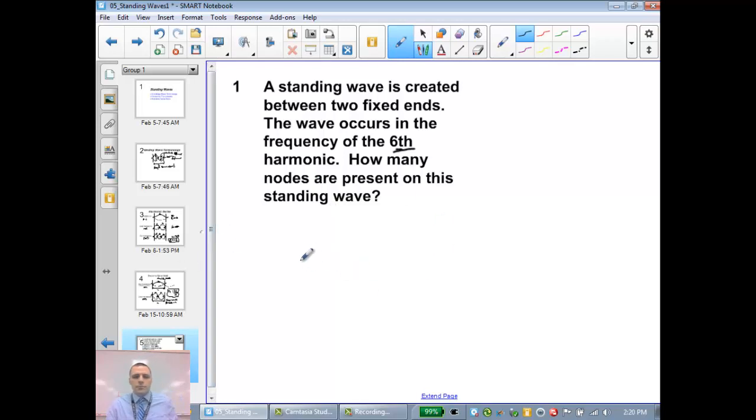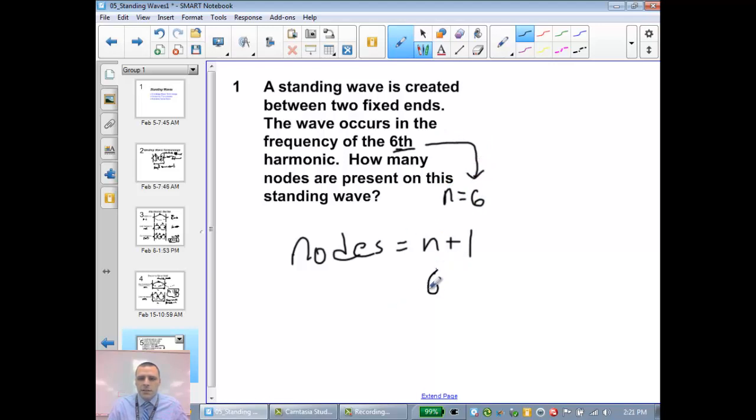So the number of nodes equals N plus 1. So I can say, well, we're in the 6th harmonic, so N equals 6. And 6 plus 1, so the number of nodes equals 7. There's 7 nodes. And that would allow me to draw this.